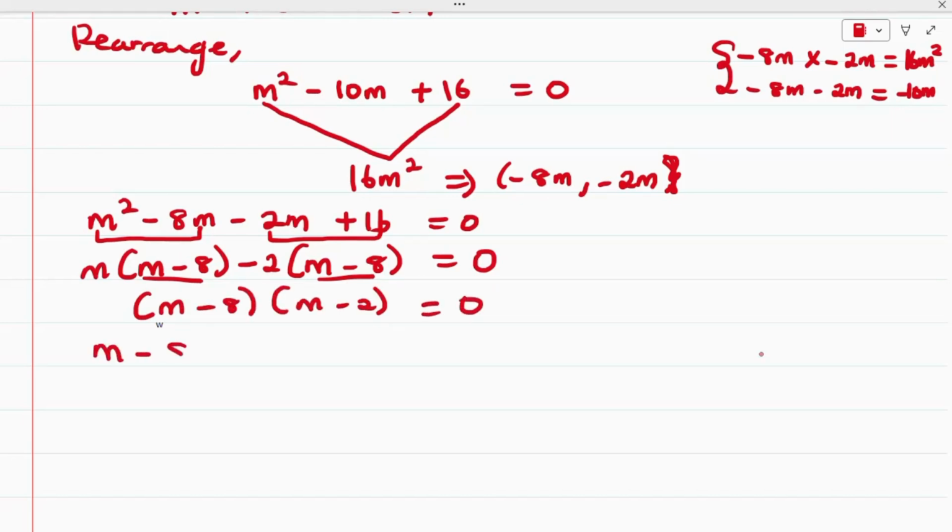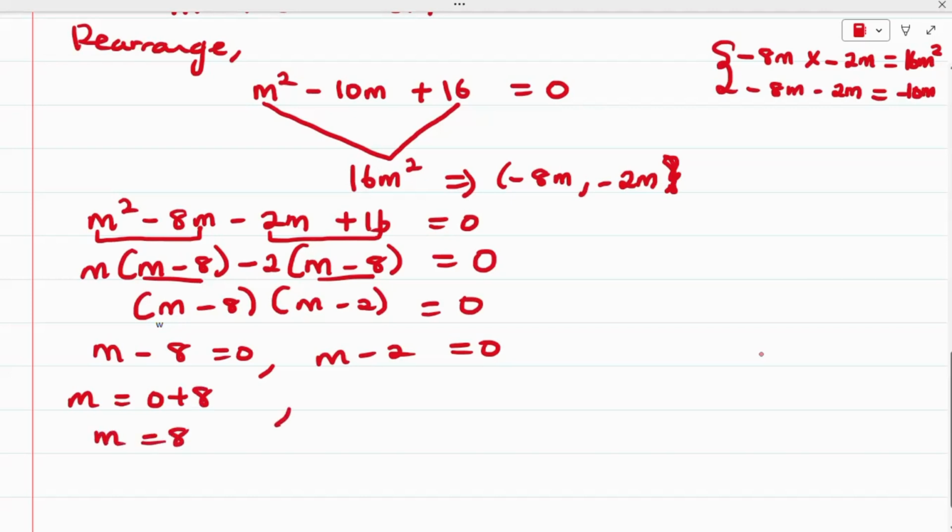So we have m minus 8 equals 0 and m minus 2 equals 0. M is equal to 0 plus 8, so m is equal to 8. We have m equal to 0 plus 2, so m is equal to 2. So we have the two values of m.